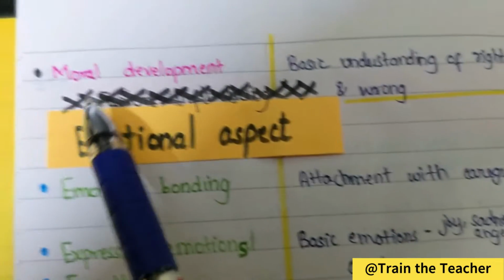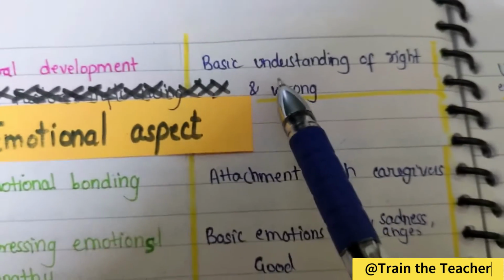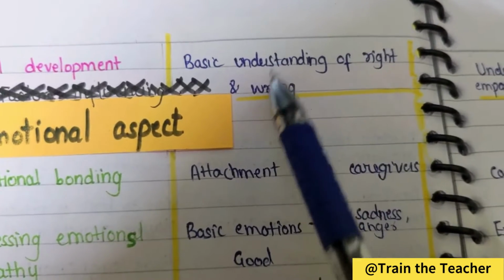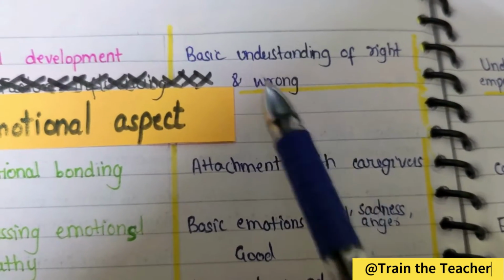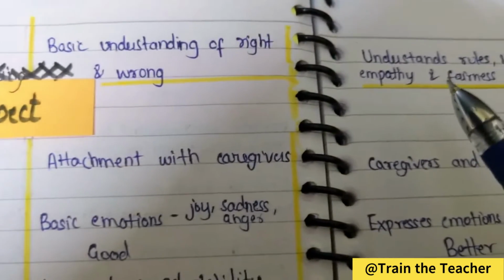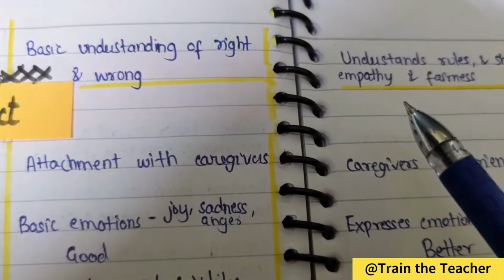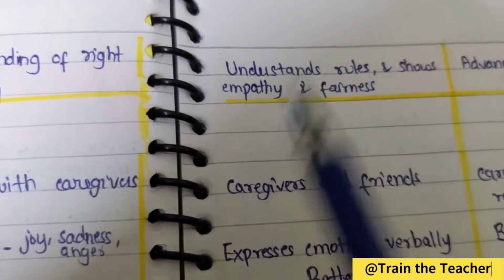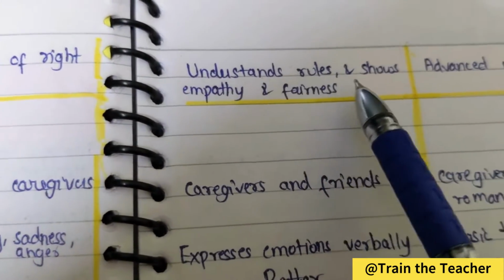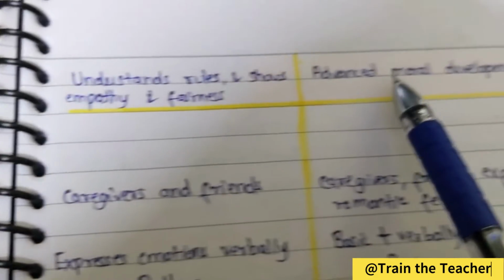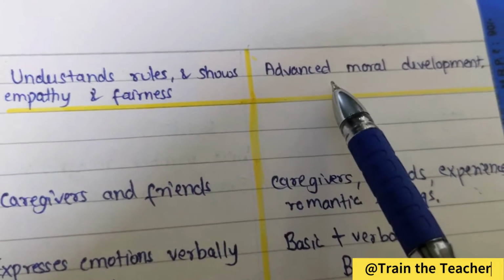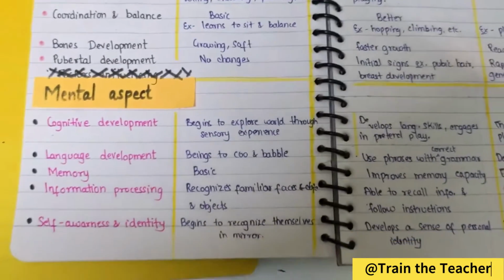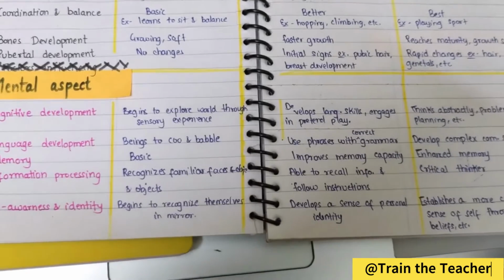The last point, everybody, is moral development. During infancy there is a basic understanding of what is right and wrong. There, it's only the punishment and reward thing that pushes them toward understanding what's morally right and what's not. During childhood they understand rules, and they show empathy and fairness, and during adolescence there is advanced moral development. So this was all about mental aspect. You can take a broader look at it, everybody.